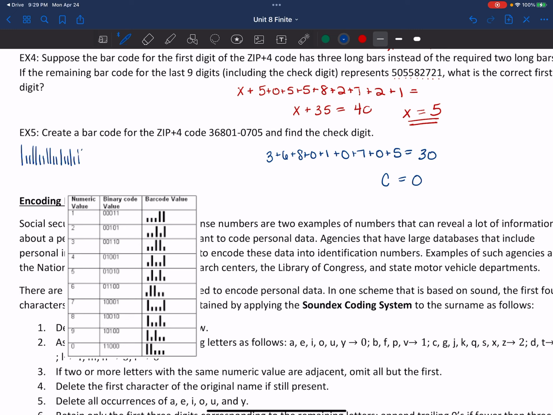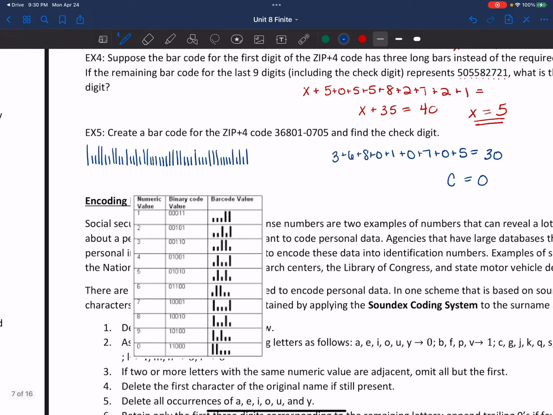0 is going to be tall, tall, short, short, short. 1 is going to be short, short, short, tall, tall. And then 0 is going to be tall, tall, short, short, short. 7 is going to be tall, short, short, short, tall. 0 is going to be tall, tall, short, short, short. And then 5 is going to be short, tall, short, tall, short. And then I have to put that last guard bar in. So this is actually what your code would look like on that envelope.